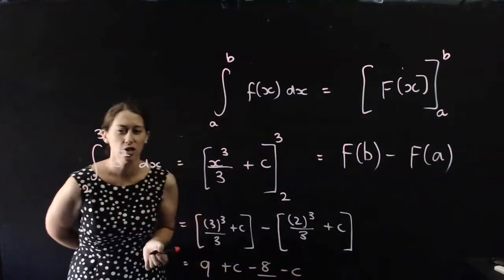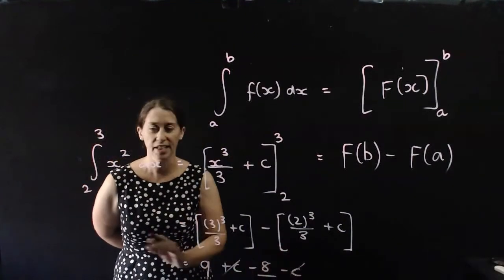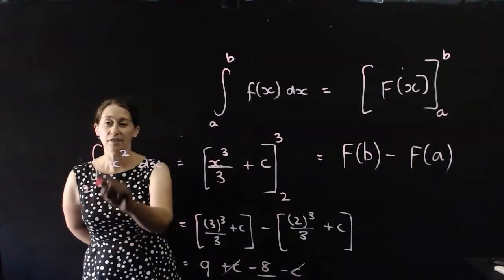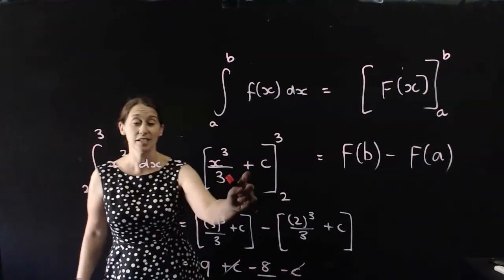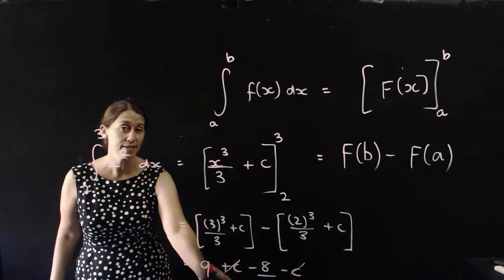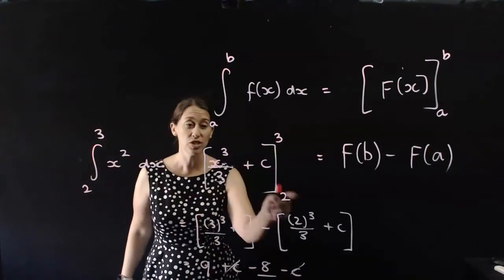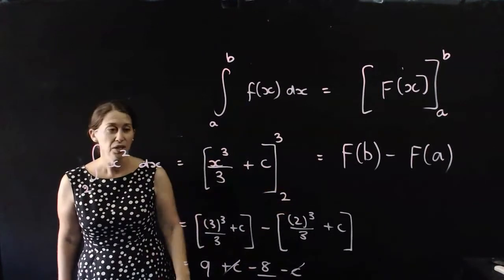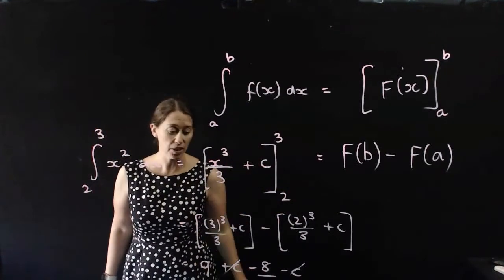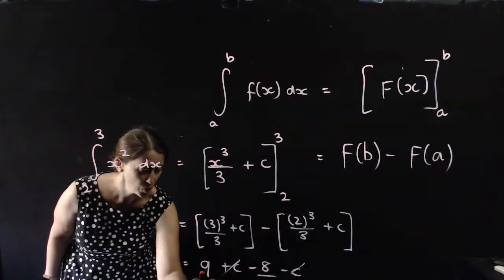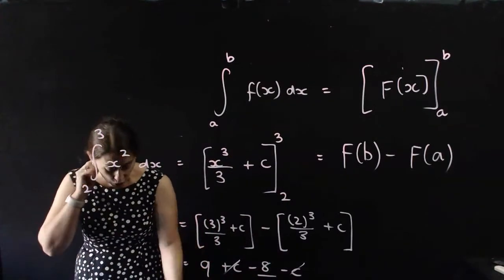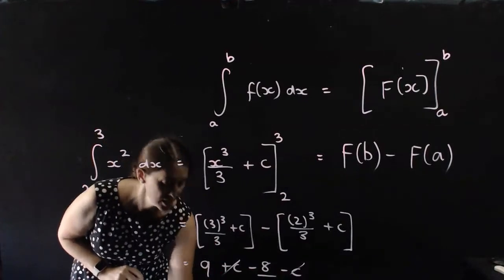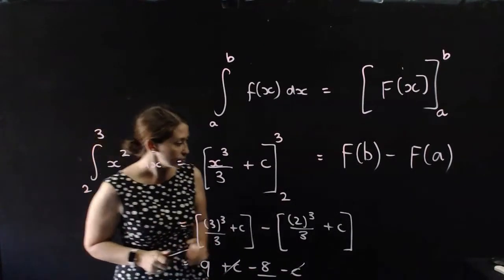Look what happens to the constants. Plus c minus c disappears. So in actual fact, when you're calculating a definite integral, you don't need to consider this constant, because this will always happen: when we substitute in for x, the constant will disappear. So we don't actually need this plus c. And then we work this out. 27 over 3 minus 8 over 3 gives us 19 over 3 as our value of the definite integral.